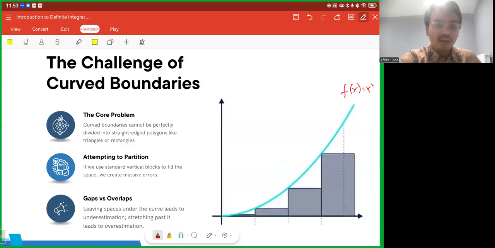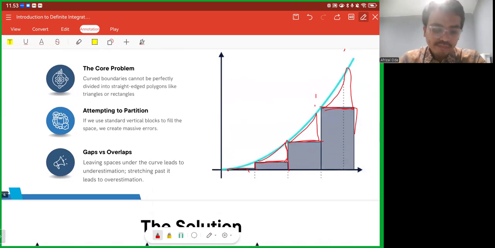For example, here we have 4 partitions: first one, second one, third one, fourth one. But as you can see, we have gaps here. These are very large gaps, also here, also here. That's why we cannot find the exact number of the surface of this area. It's hard for us to find the exact number. That's why we have the solution here.